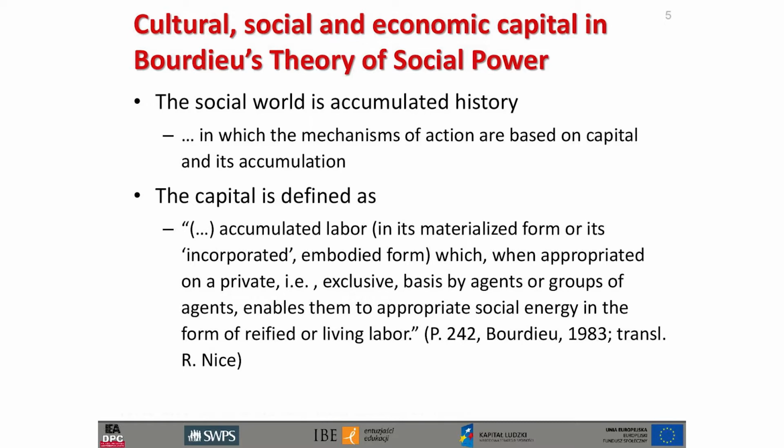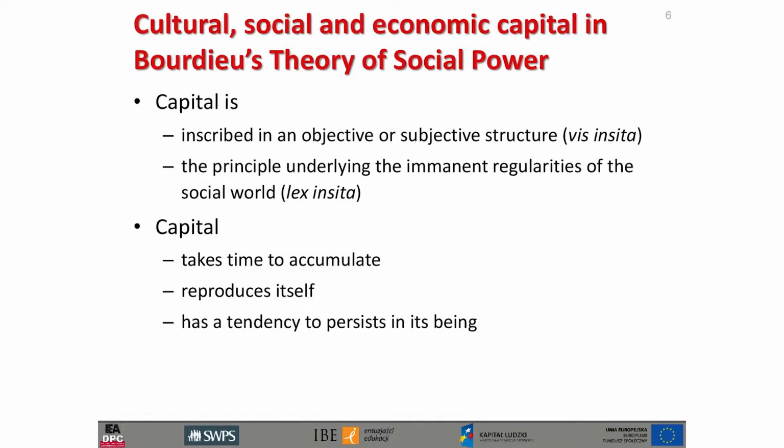This means basically that Bourdieu understands capital as materialized or incorporated possessions that an individual has. And these possessions, when they are accumulated on a private basis, allow individuals to use them as social energy or living labor. The further assumption is that capital is inscribed in the objective and subjective structures of the social world, but also in the underlying immanent regularities of the social world. So it is inscribed in both the structure and the mechanisms.